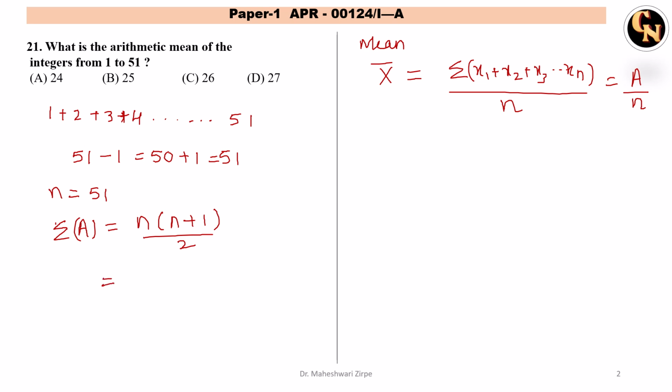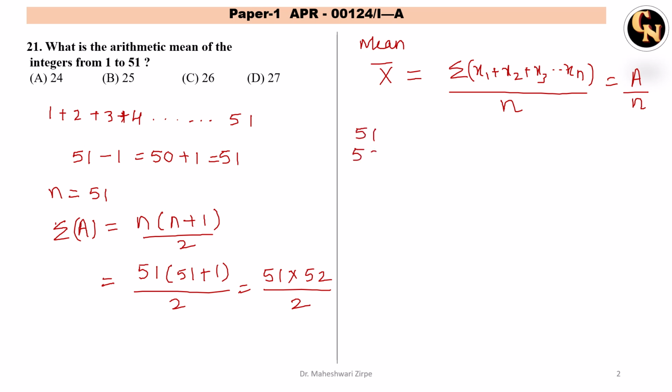So here n is how much? 51. n plus 1 will be 51 plus 1, that is 52. So it will be 51 into 52 upon 2. Now those who are not from a mathematics background, let me tell you the trick to multiply 51 into 52. Okay, so let me tell the trick.